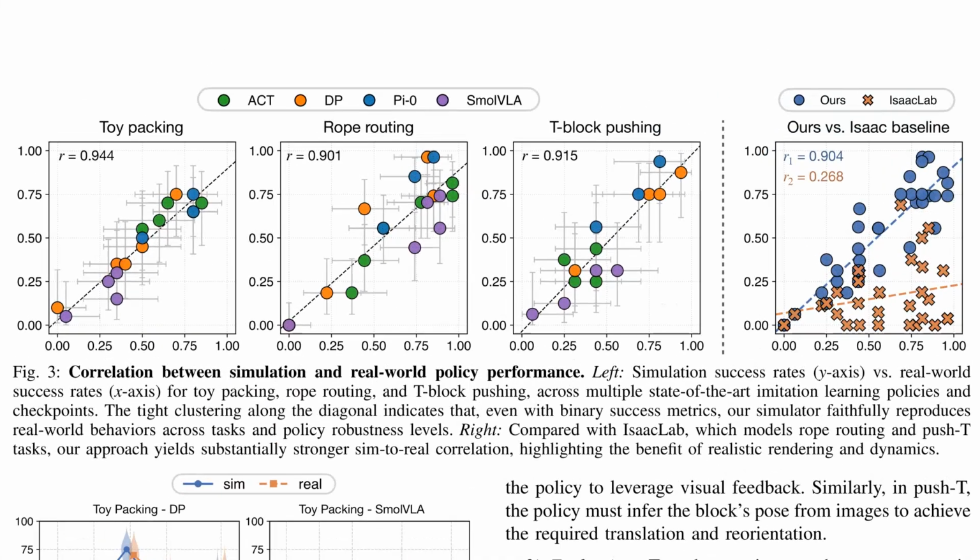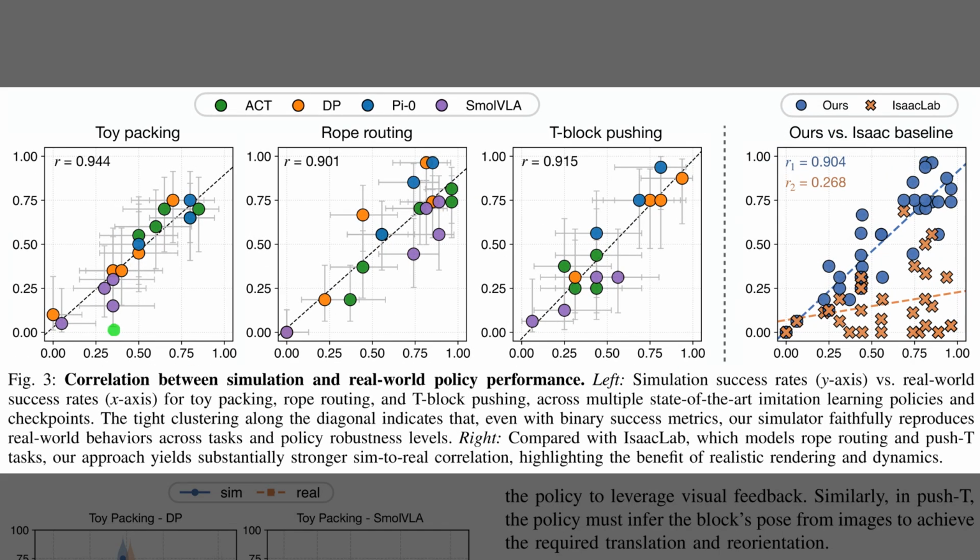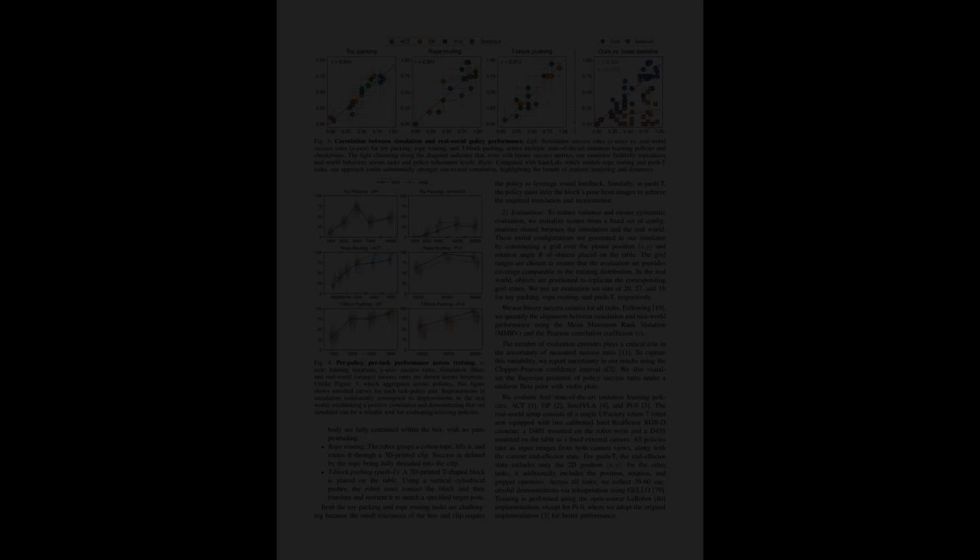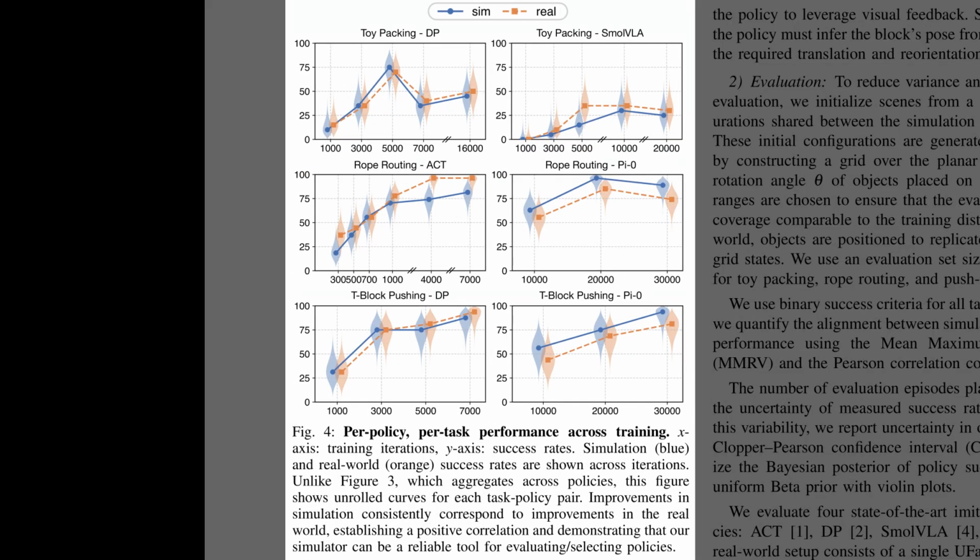Okay, Figure 3 shows simulated success on the vertical axis versus real success on the horizontal axis across tasks and policies. The 3 left panels hug the diagonal, with correlations around 0.94 for toy packing, 0.90 for rope routing, and about 0.92 for push T. Error bars reflect Clopper-Pearson uncertainty from finite trials. The right panel contrasts Isaac Lab, which scatters widely with R near 0.27, against the tighter high-slope cluster from this simulator. So the previous figure contrasted overall correlations.